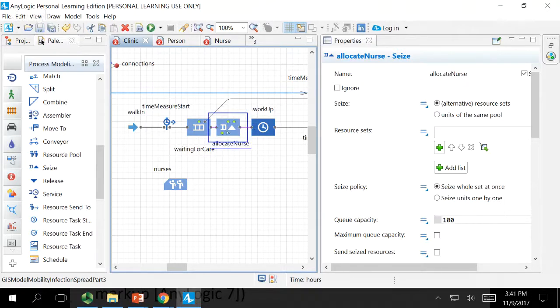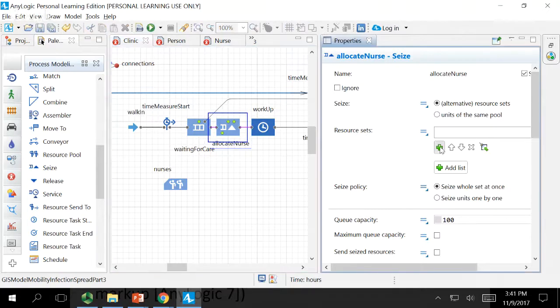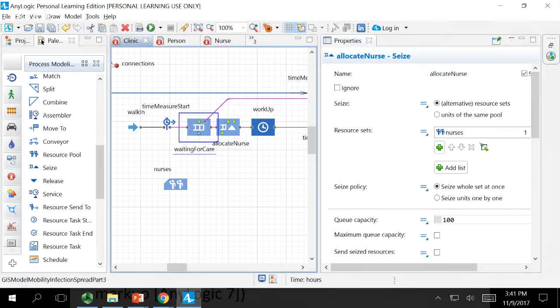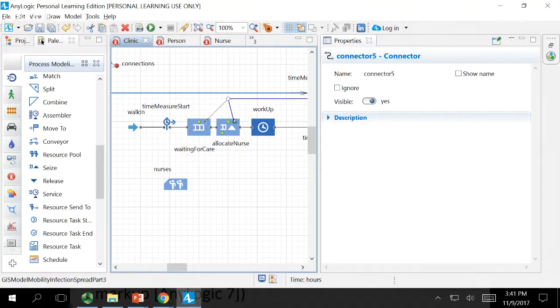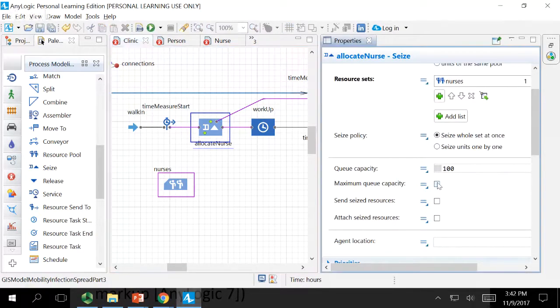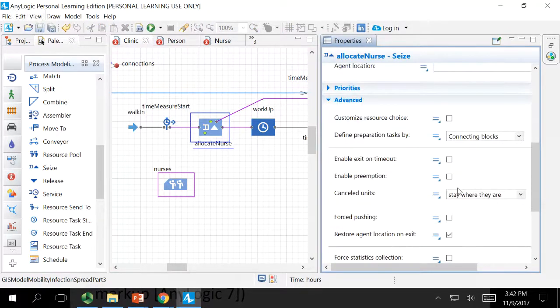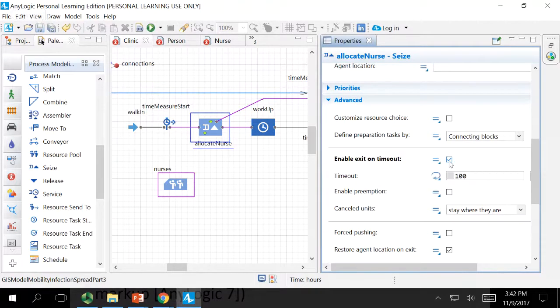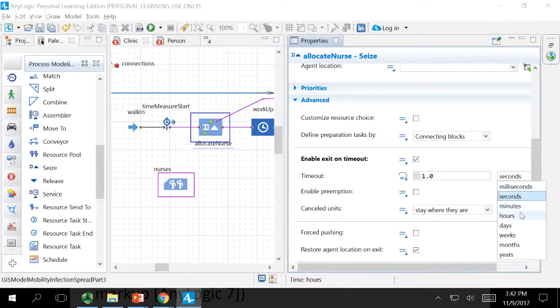And this is going to depend on a resource set. The resource set is going to be nurses, okay? And you'll notice that, like this queue did before it, it provides a queue built in. It has a queue capacity. We really don't need to maintain both, so we're going to just wire this guy up to here instead, and we're going to remove this one here and have it instead just go directly to this. So it's going to seize the resource, it's going to wait, and it's going to have a maximum queue capacity, and it is going to have an exit on timeout associated with 1.0 hours, okay, just like the earlier one did, 1.0 hours.